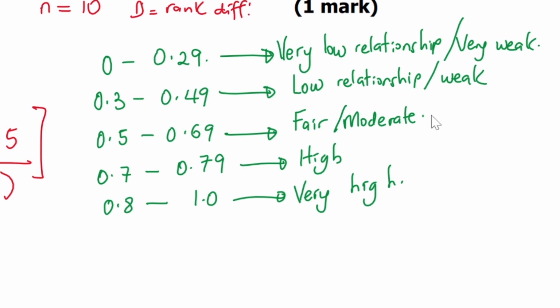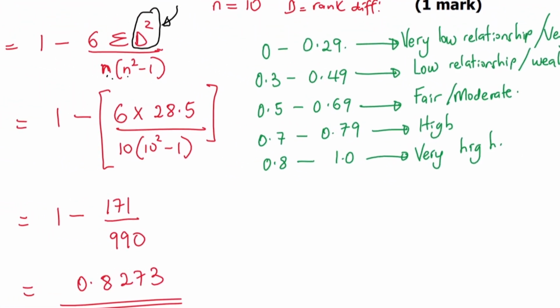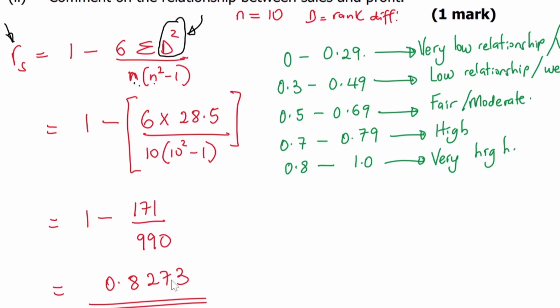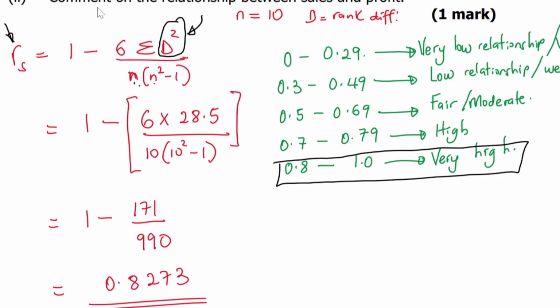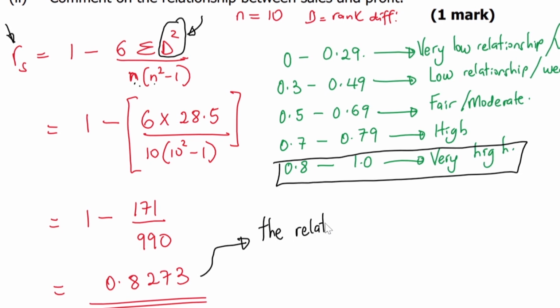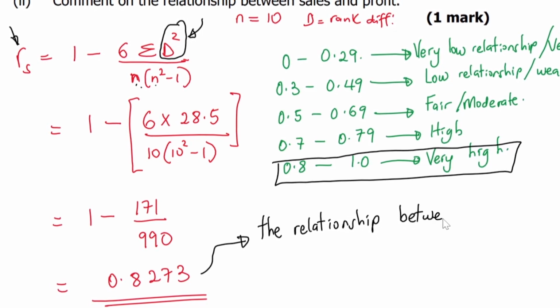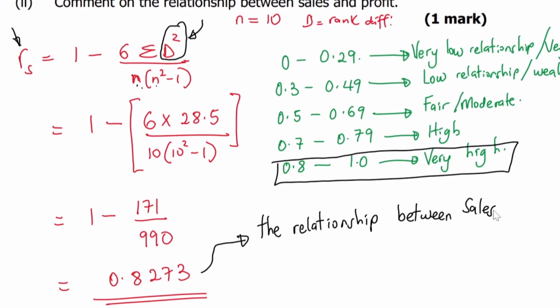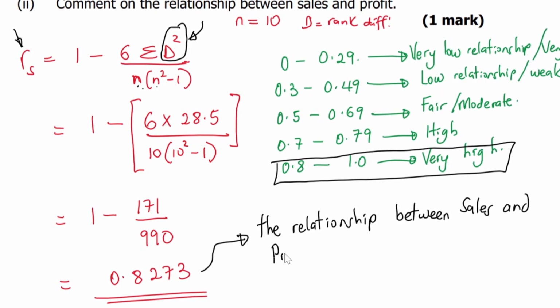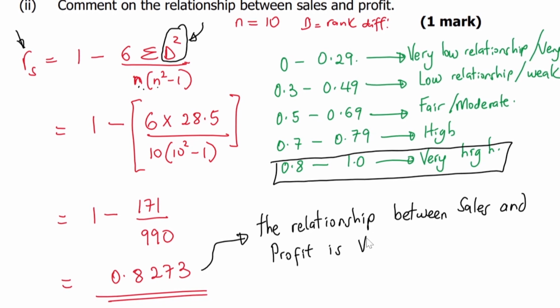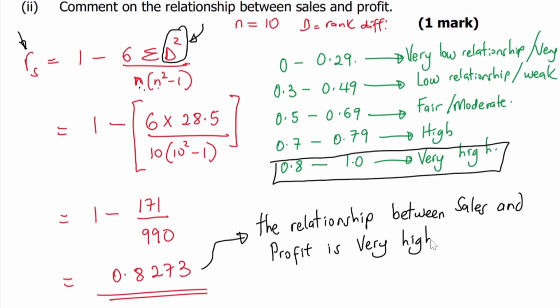So from that, if you look at your answer, where does it fall? You're going to realize that your answer 0.8273 is falling in this bracket. So what does that mean? When they say comment on the relationship between the sales and profits, you'll come and conclude by saying that the relationship between sales and profit is very high. That is what it means.